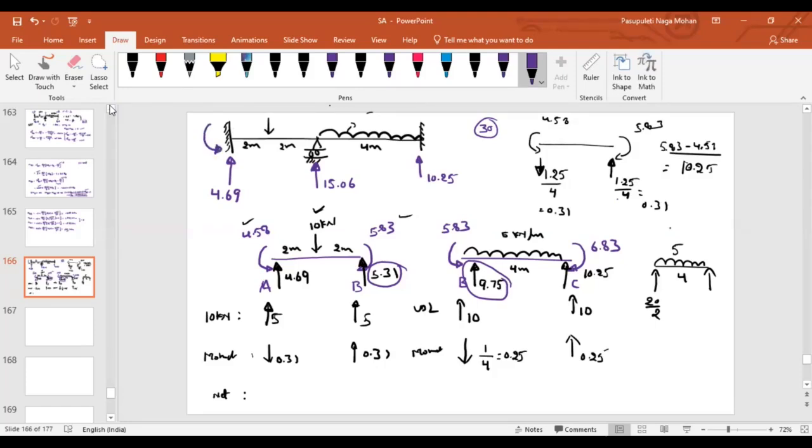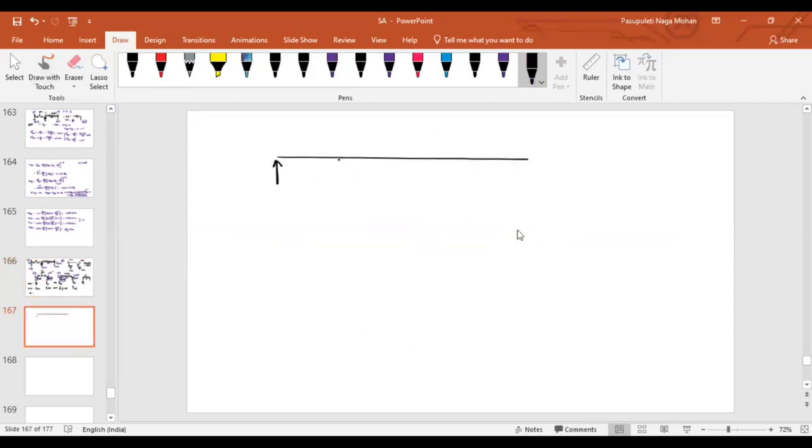Similarly at A, what is the end moment that we have? 4.58. And then at C, it is clockwise, 6.8. Right? Now, what is the reaction that we have generated at A? Can you quickly tell me? 4.69. And at B, how much you have got? 15.06. And at C, how much you have got? 10.25. And here the moment is anti-clockwise, 4.83.